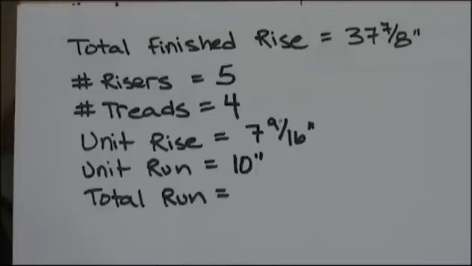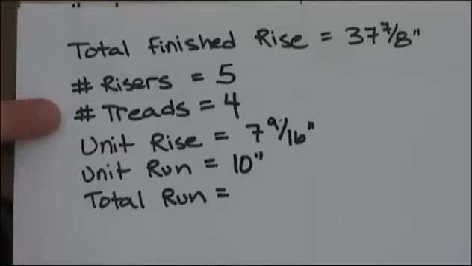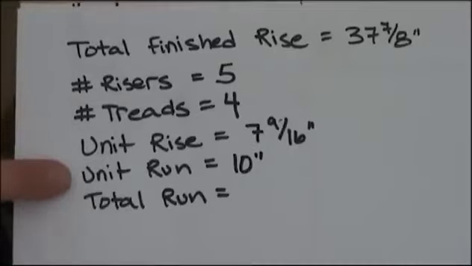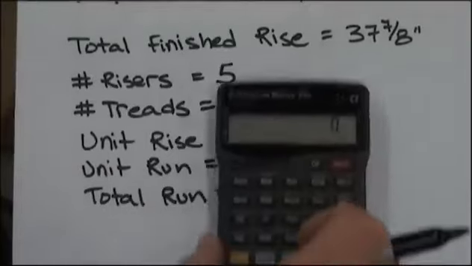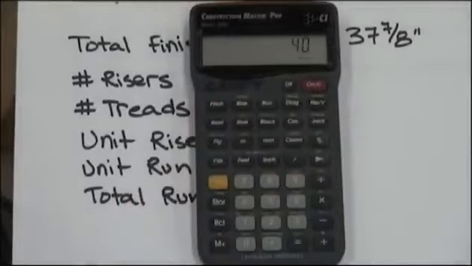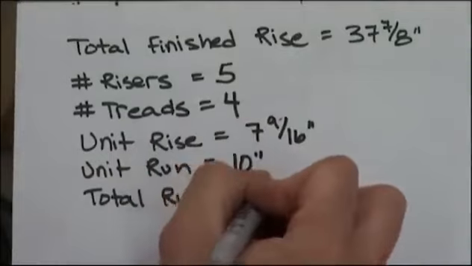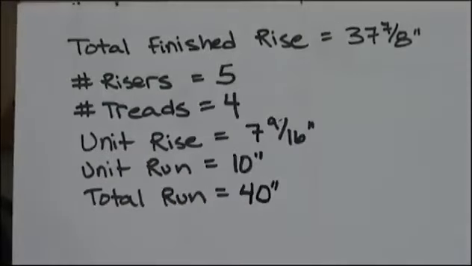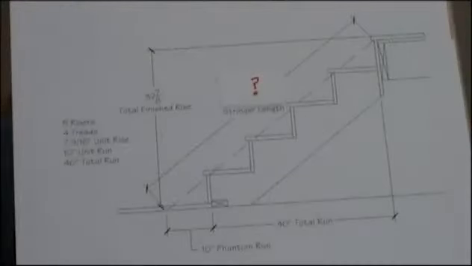Our total run is then a factor of our unit run and our number of treads. It is simply quantity times the length of the unit run. So 4 times 10 inches is 40 inches. Now we're ready to calculate our stringer length.